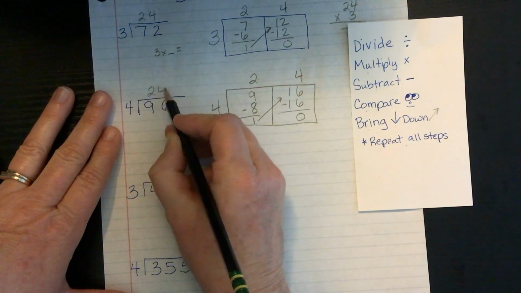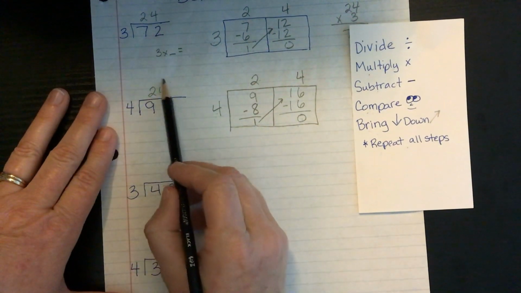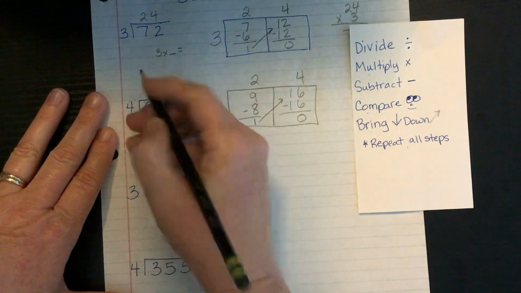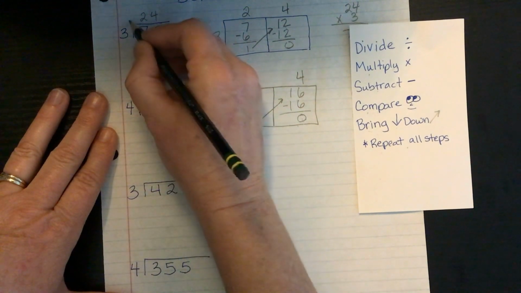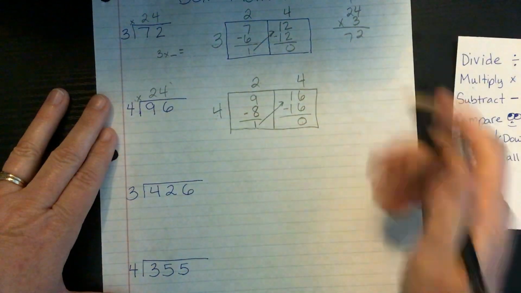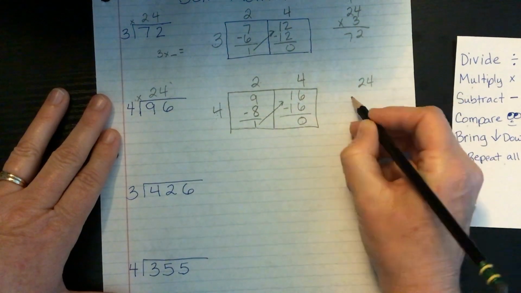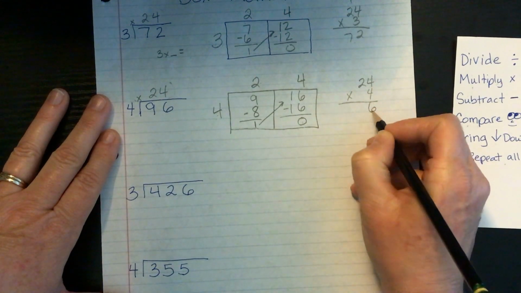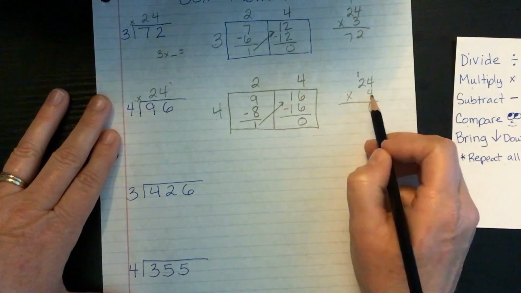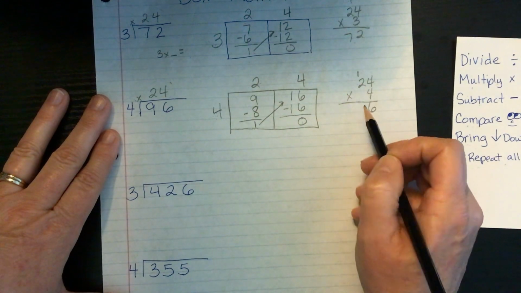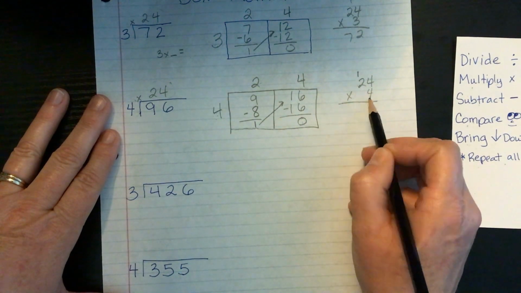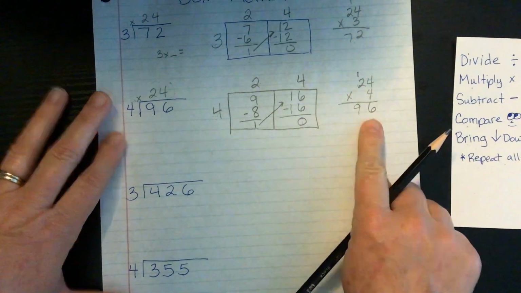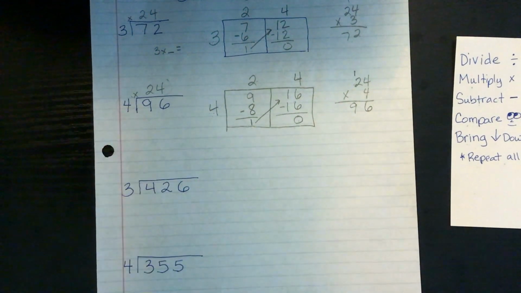So again, the way I check it is I multiply my quotient by my divisor. It's like there's a little X right there. Oh, I'm multiplying. So if I come over here, I can check my work. 24 times 4. 4 times 4 is 16. I put down the 6, bundle the 1. 4 times 2 is 8, plus the 1 is 9. Oh, there's my 96. It matched up. So I could check my work.